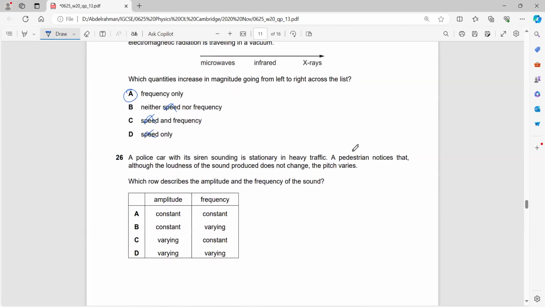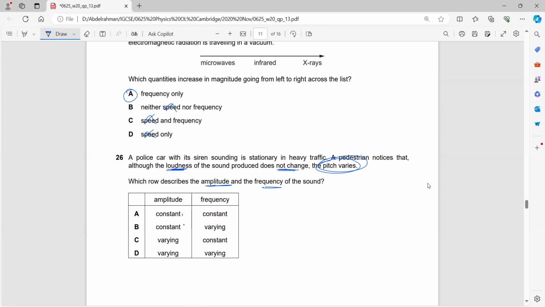A police car with its siren sounding is stationary. A pedestrian notices that although the loudness does not change, the pitch varies. Which row describes the amplitude and the frequency? Again, the loudness has to do with the amplitude. So when the loudness doesn't change, this means that the amplitude is constant.